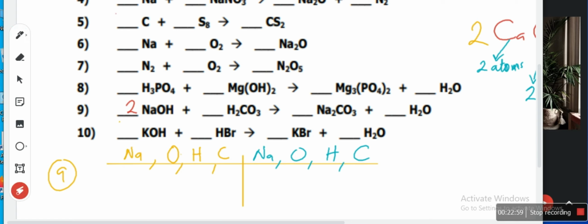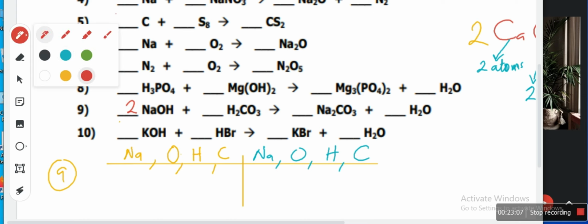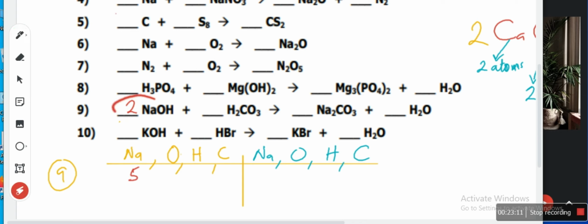We found out that after adding 2 here, altogether we now have 2 sodium on the reactant side. And then for the product side, we also have 2. So we can say sodium is balanced. Now we come to oxygen.